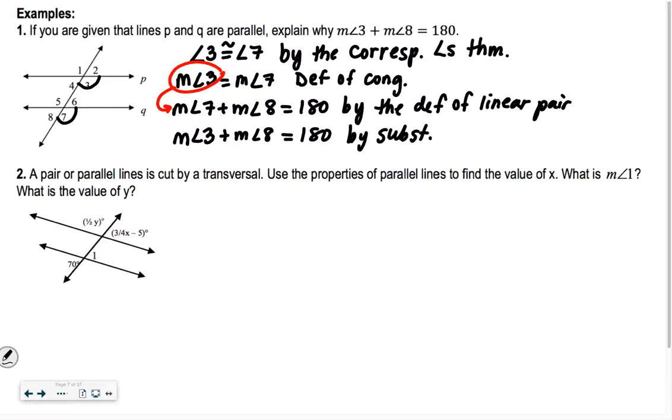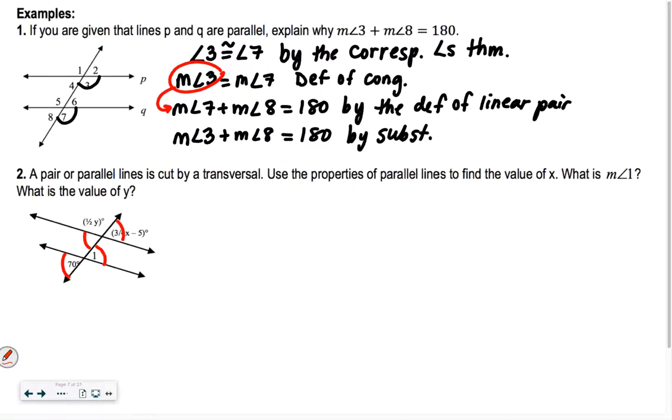So a pair of parallel lines is cut by a transversal. Use the properties of parallel lines to find the value of x. What is the measure of angle 1? So when I was in geometry, I always marked everything up to start with. So I would always be like, okay, my acute angle here is the same as this acute angle, which is the same as this acute angle, which is the same as this acute angle. Does it make sense? So I have an equation already.